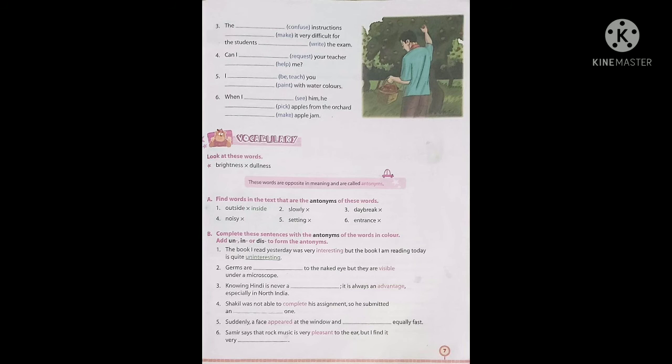Now the next section, B section. Complete these sentences with the antonyms of the words in color. Add un, in or dis to form the antonyms. First one is already done for you. The book I read yesterday was very interesting, but the book I am reading today is quite uninteresting.